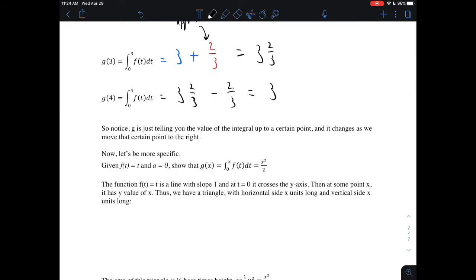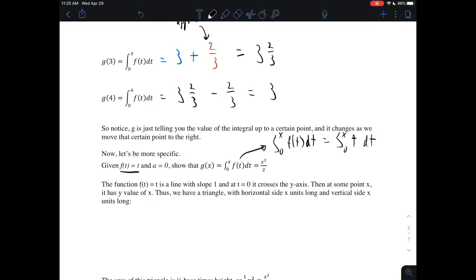So now let's be more specific. Given f of t equal to t and a equal to 0, show that g of x, which by our definition of these type of functions is equal to the integral from 0 to x of f of t dt, is equal to x squared over 2. We're given that f of t is just the function t. So this is the integral from 0 to x of t dt.